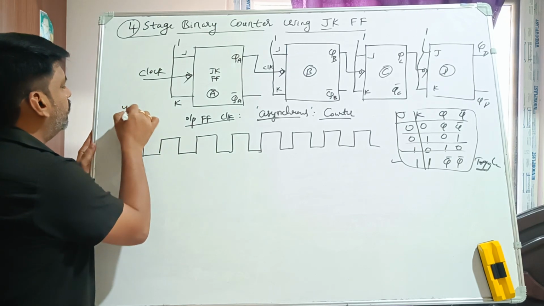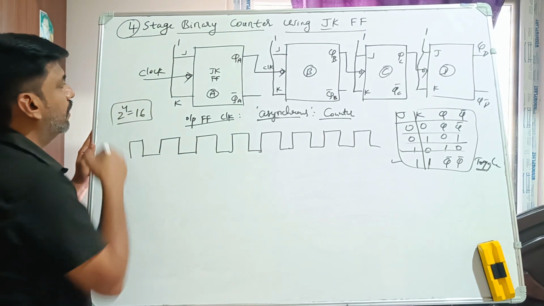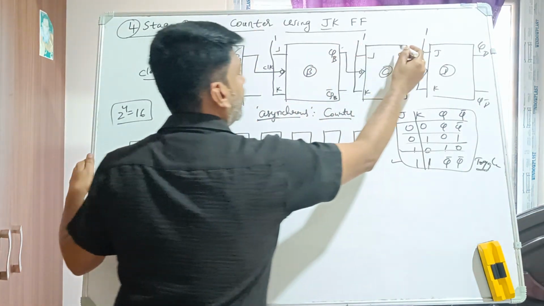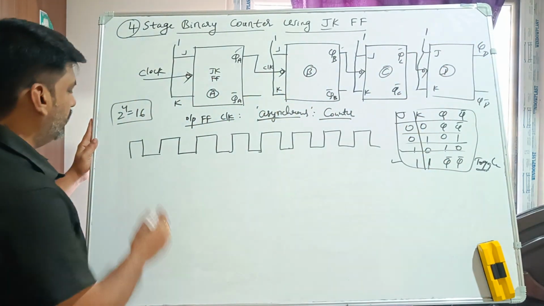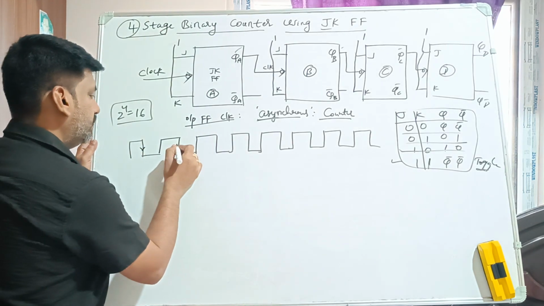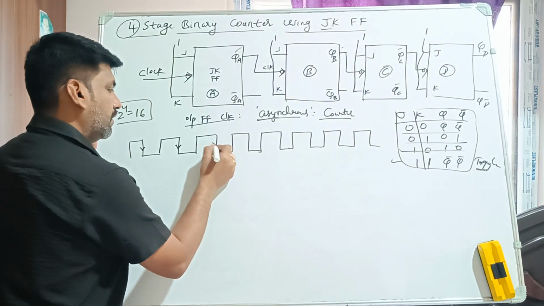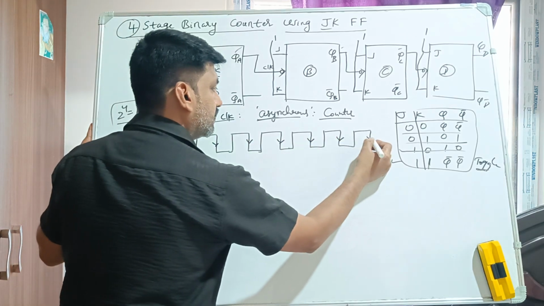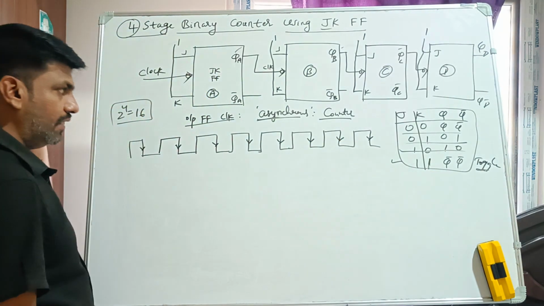2 power 4 means 16 combinations of output I should get. What are the outputs? QA, QB, QC and QD, right? So negative edge we will see now. This is first, this is second, this is third, this is fourth, fifth, sixth, seventh, eighth. Like this it is there, right?